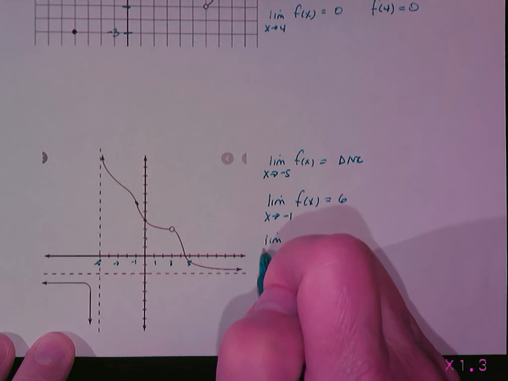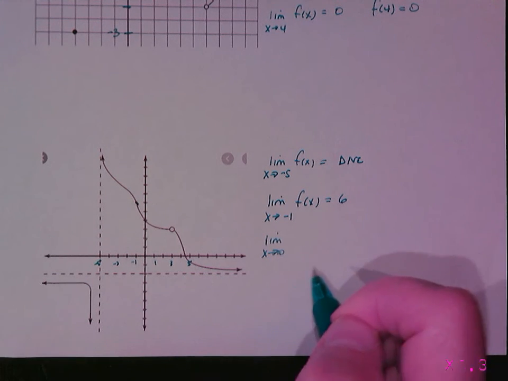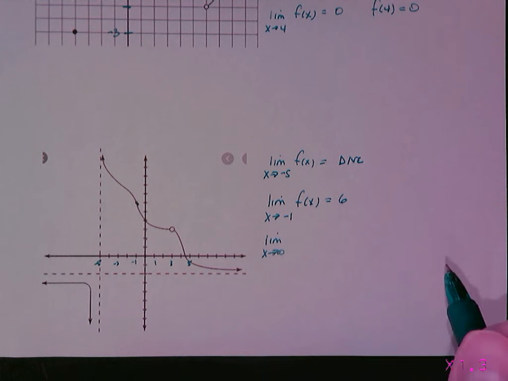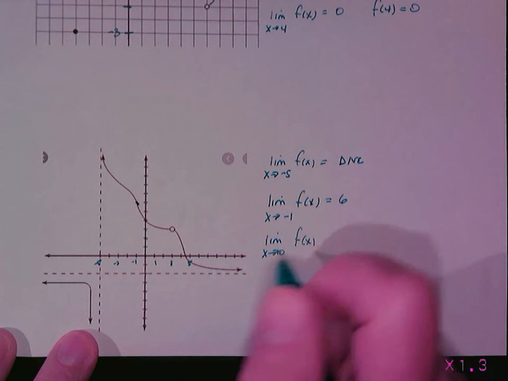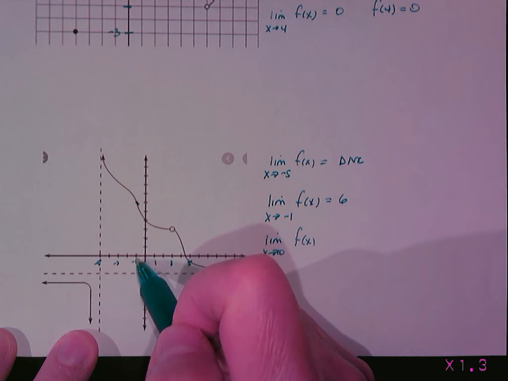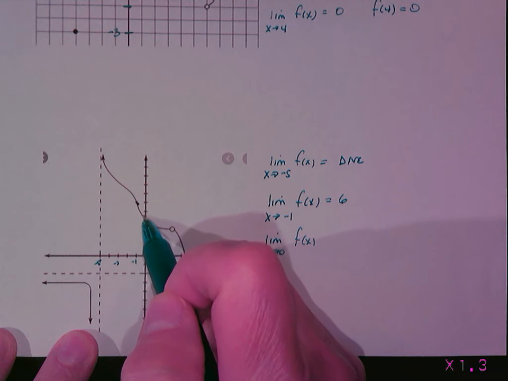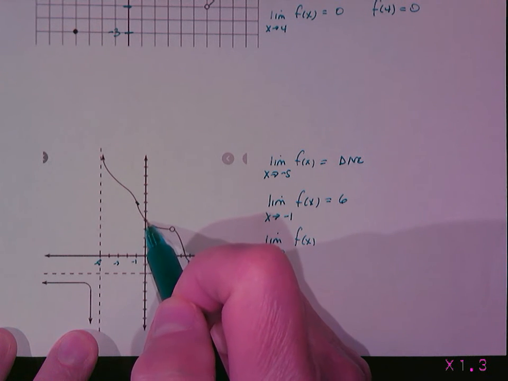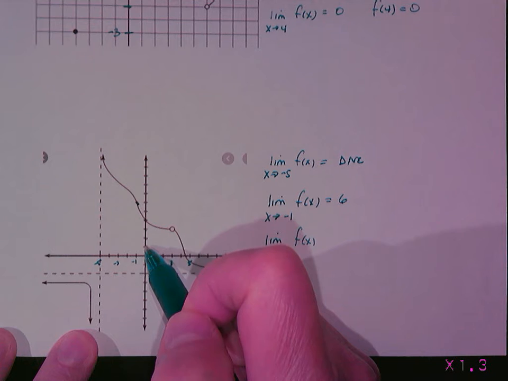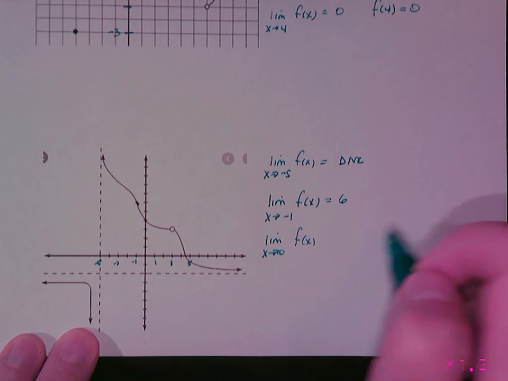The next integer I'm going to look at is 0. And I don't have to do integers. I'm just doing that to make it easier. So as x gets close to 0, here's 0 for x. The function's coming this way, and it's coming this way. It's coming to the same y value. So that y value looks to be 4.